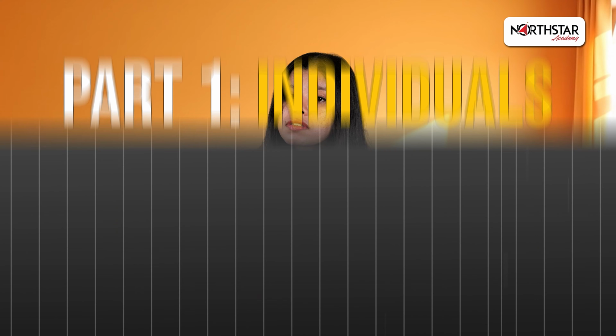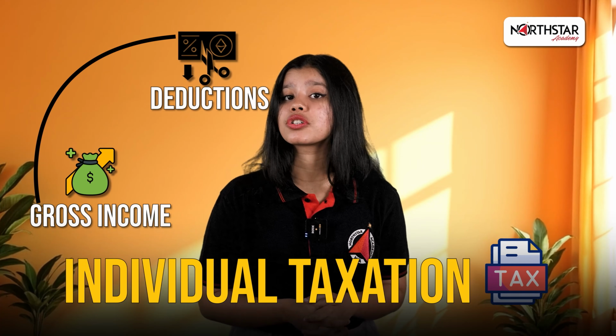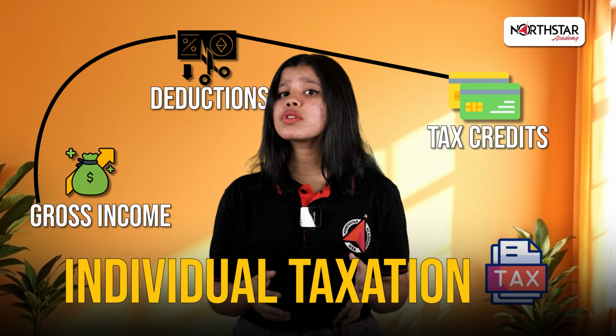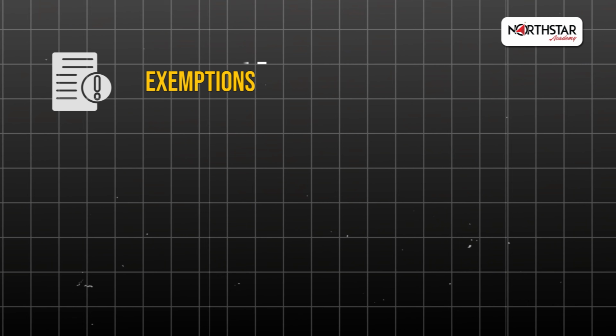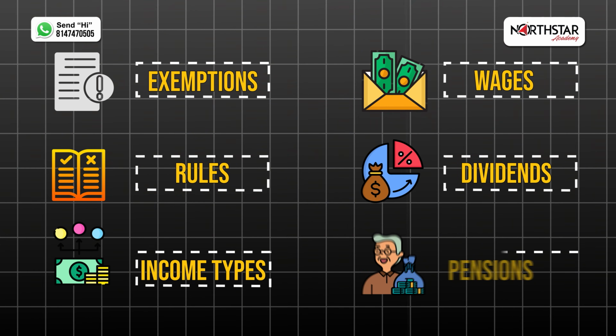Part 1, individuals, covers everything related to individual taxation from gross income to deductions and tax credits. You'll also need to understand different filing statuses, exemptions and rules about income types like wages, dividends and pensions.